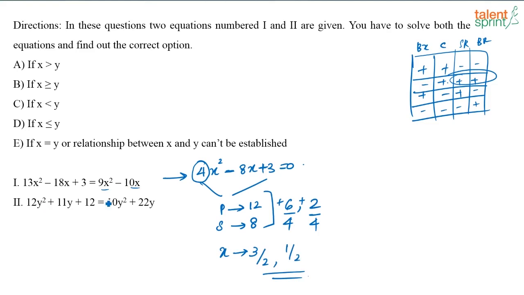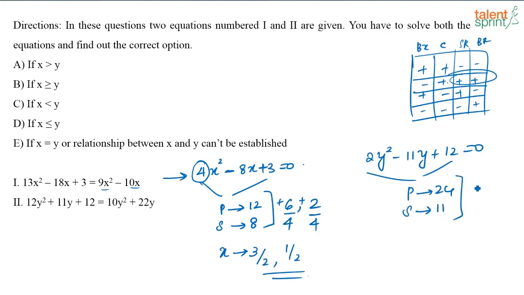Now next one, let us find out y. Let us rewrite the equation in y. Let's bring all the variables to one side. So what will you have? Here I have 2y squared minus 11y plus 12 is equal to 0. So I have to find two numbers whose product is 24, 12 twos are 24, and the sum of the two numbers is 11. The numbers have to be 8 and 3. 8 plus 3 is 11, 8 threes are 24. So the roots that we are looking for are 8 by 2 and 3 by 2.